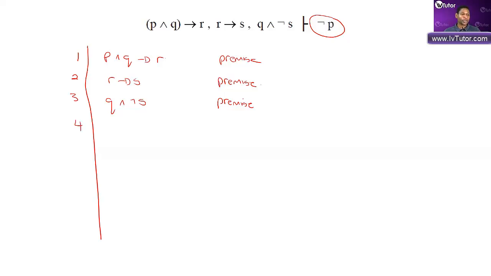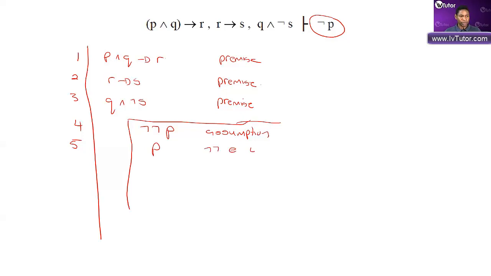So number 4, we now need to find our strategy. If we assume not P here, and then we get to a contradiction, we should be fine. So let's start there, right? So assume negation of P, assumption. Then number 5, we are going to have P as a result of double negation elimination on number 4.